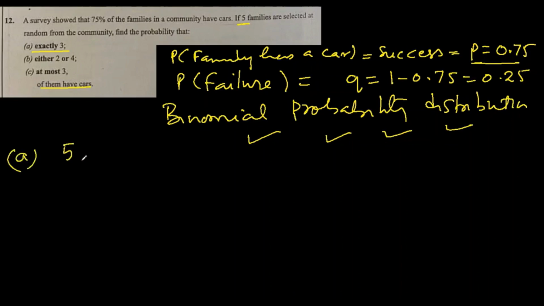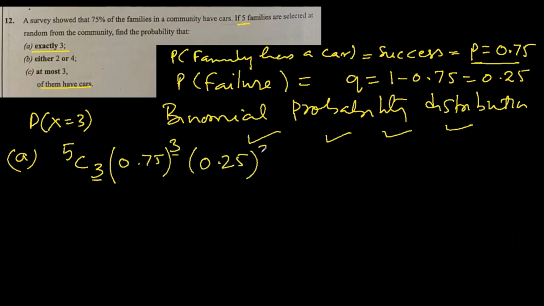There are total 5 selections. We want exactly 3. So basically probability that success X is equal to 3. And the success probability is 0.75, which will get the same exponent as this number, and failure will get the remaining 2. And I will put this in my calculator and I'll get my answer.